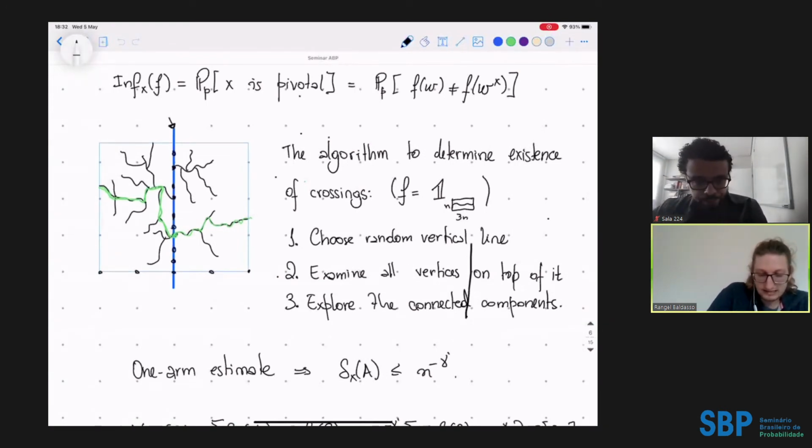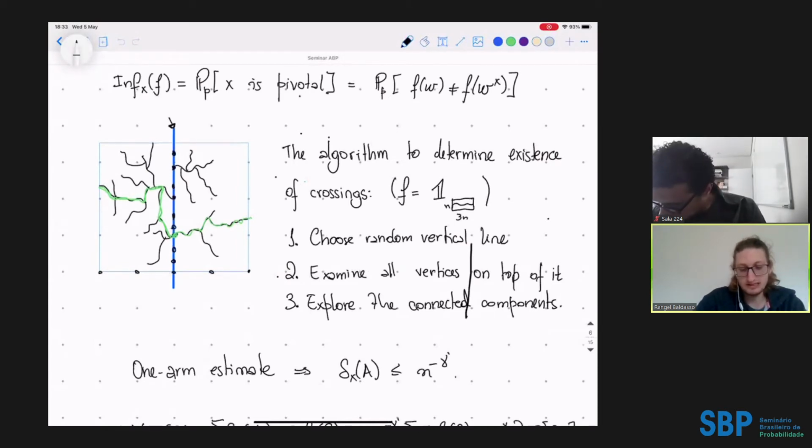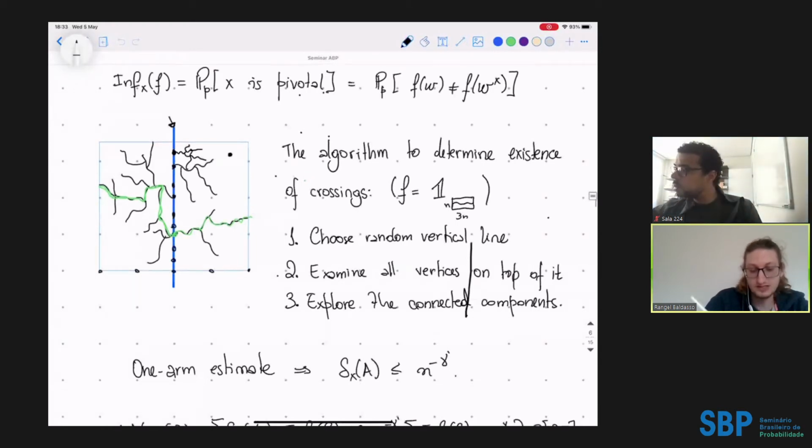We start with some bit here, and then from that bit, we start to explore our connected component. From that entry here, we start to explore our connected component. And then we ask, what is the probability that this vertex here is revealed by our exploration process, by our algorithm that determines the existence of left to right crossings? This is delta x of A, this probability.